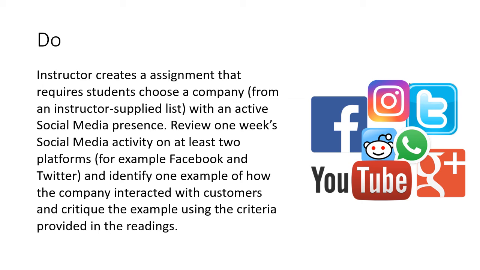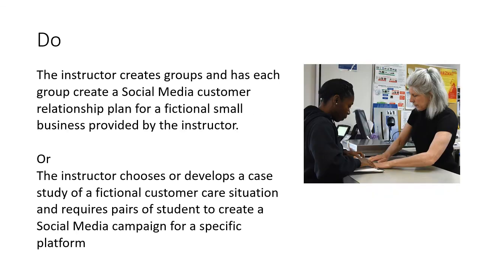Next is the do part of this. The instructor creates an assignment that requires students to choose a company from a list the instructor provides. And these companies all have active social media presences. Students are required to review 1 week of social media activity on at least 2 different platforms, Facebook and Twitter, or Twitter and Instagram. The instructor and the students would negotiate that and choose. The students have to identify 1 example of how the company interacted with customers and critique the example using criteria that came from the 2 readings that were in the prior activity.